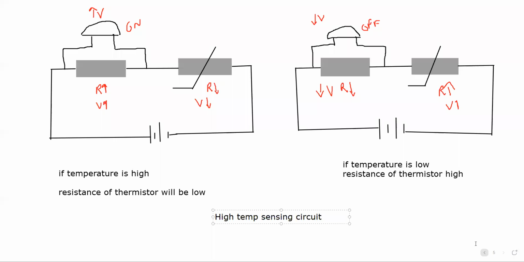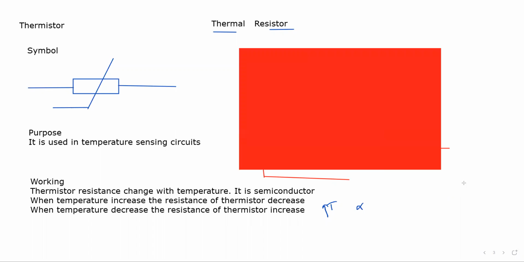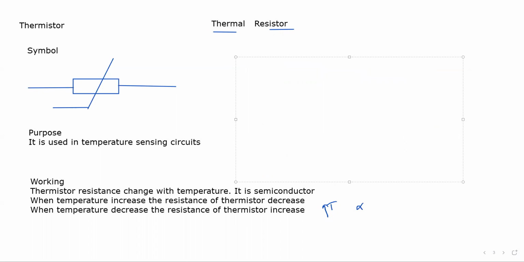The working of a thermistor: the change in the temperature will cause a change in resistance, and due to the change in the resistance, the circuit will work at different temperatures. Any doubt in this part?